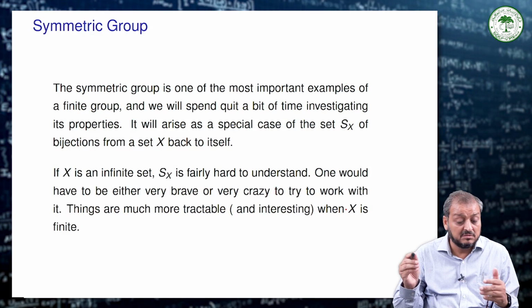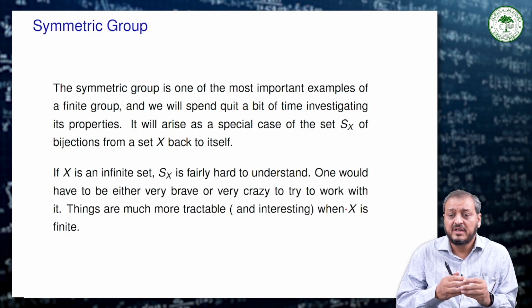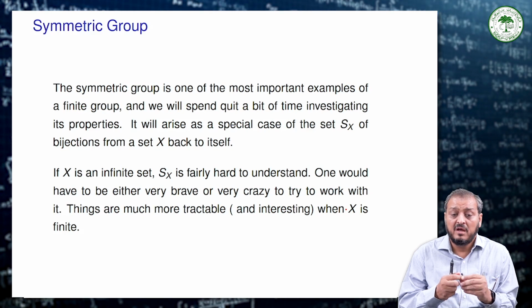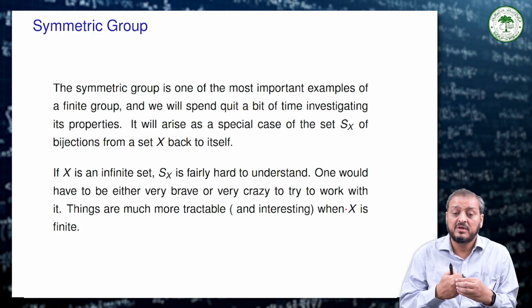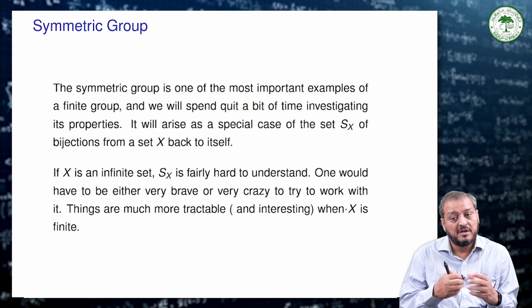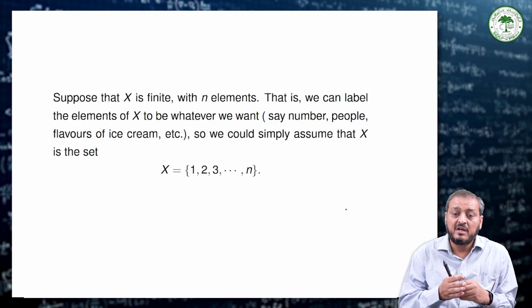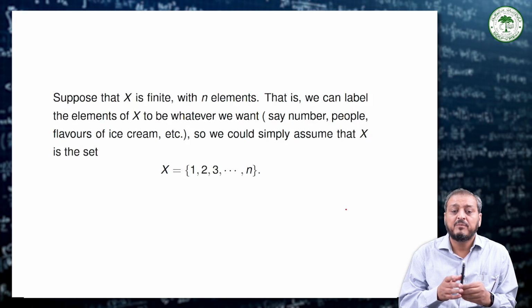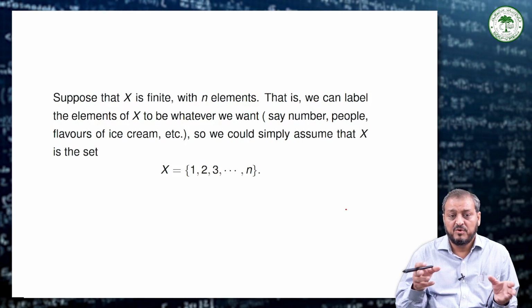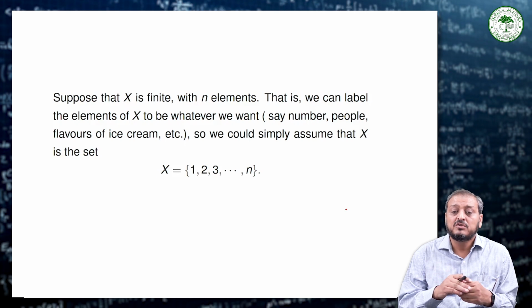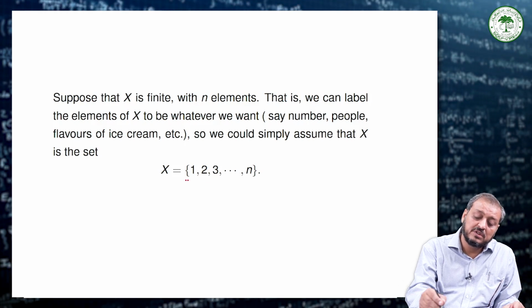If X is an infinite set, Sx is fairly hard to understand. One would have to be either very brave or very crazy to try to work with it. Things are much more tractable and interesting when X is finite. So suppose that X is finite with n elements. We can label the elements of X to be whatever we want, say numbers, people, flavored ice cream, etc. So we could simply assume that X is the set 1, 2, 3 and so on.